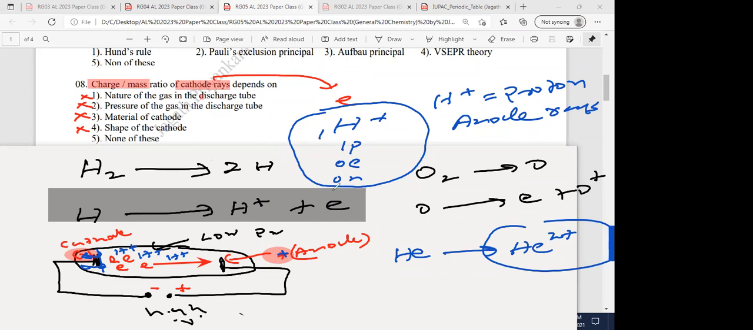But can you all please write that? The charge mass ratio of the cathode rays or the electron is independent of the gas. But for anode rays, it will affect. That will change. That is very, very important. Understood, everyone? Is that clear?